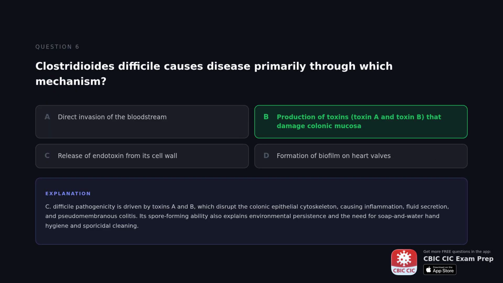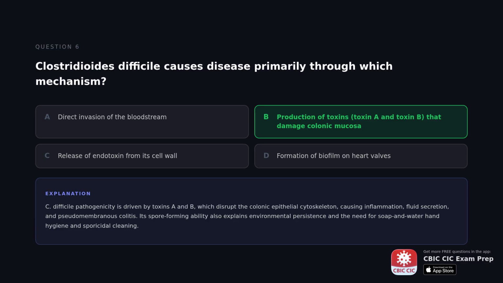The correct answer is production of toxins, toxin A and toxin B, that damage colonic mucosa. C. difficile pathogenicity is driven by toxins A and B, which disrupt the colonic epithelial cytoskeleton, causing inflammation, fluid secretion, and pseudomembranous colitis. Its spore-forming ability also explains environmental persistence and the need for soap and water hand hygiene and sporicidal cleaning.